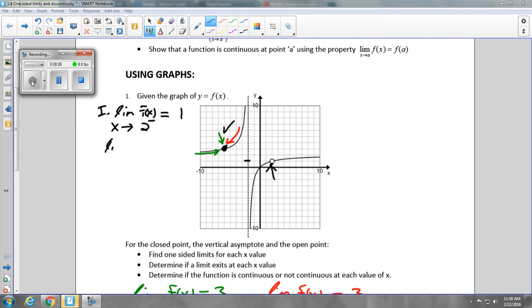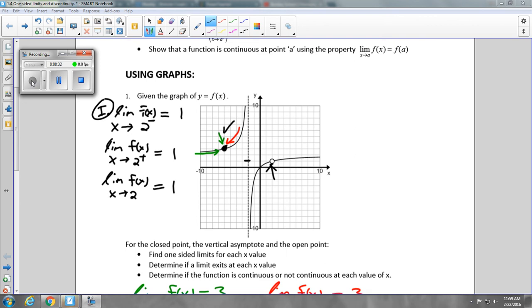The limit of f of x as x approaches 2 from the right is also going to be equal to 1, right? It's going the other way, just going from that side. So then we'd say the limit of f of x as x approaches 2, just in general, is also equal to 1. So number 1 is definitely satisfied.